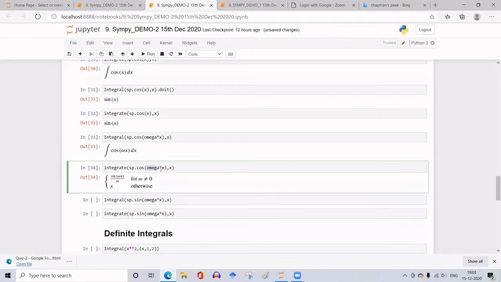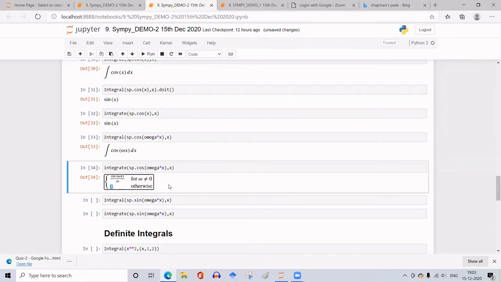Since it is considering this omega also as a variable, it will check for all the values of omega. This sin omega x by omega is valid only if omega is not equal to 0. If omega is equal to 0, what happens in this expression? When omega is 0, this is cos 0, which is 1. So this will be simply the integral of dx. Integral dx is what?